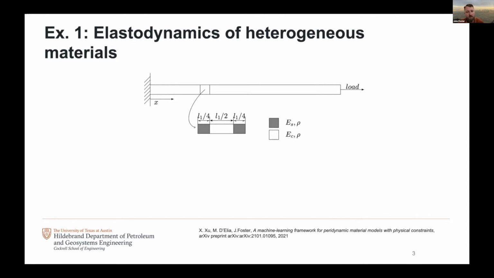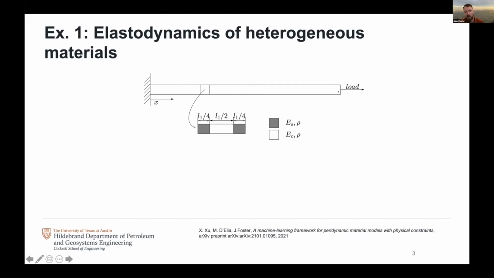So this example could have implications in, say, seismic inversion and other things, where the idea here is that we're trying to understand the elastodynamics of heterogeneous materials, right? Say we have, in this case, just a one-dimensional bar, and each cell of the bar could be made up of, in this case, a periodic microstructure. So just alternating materials that have differing Young's modulus and densities.